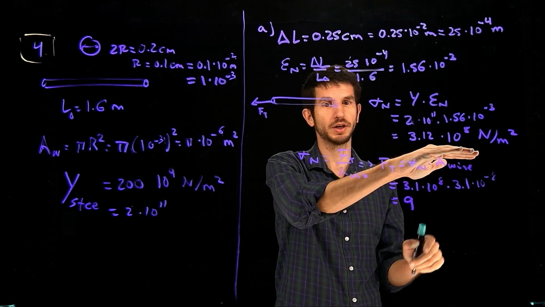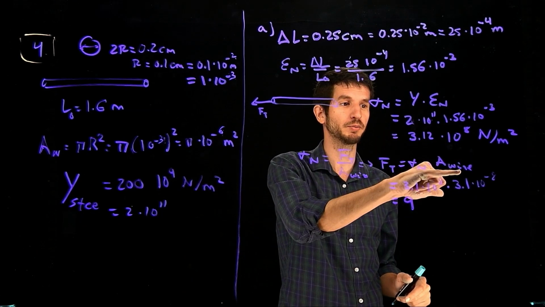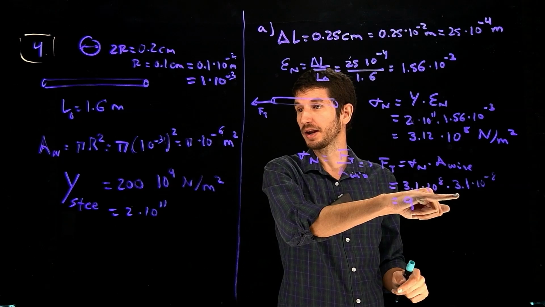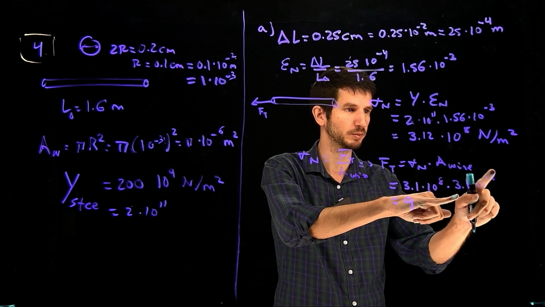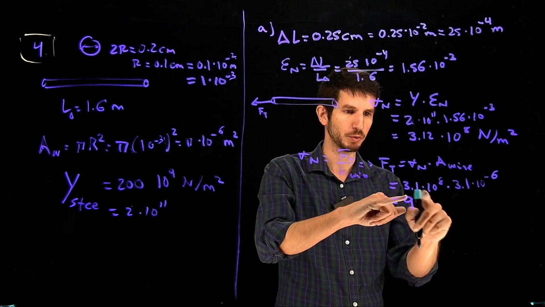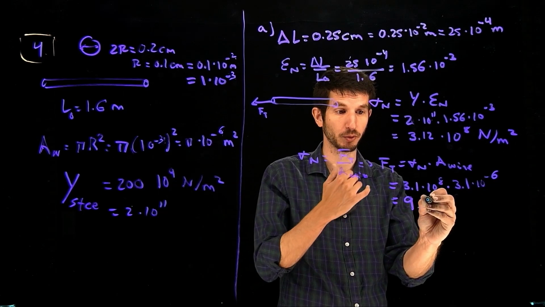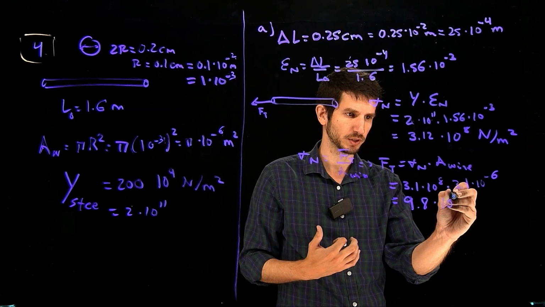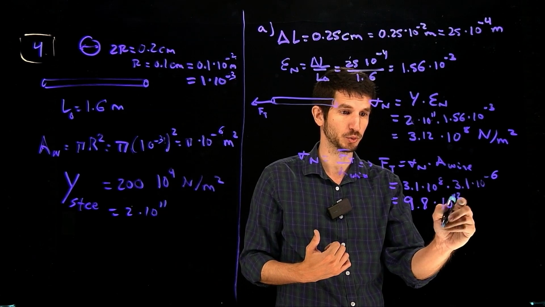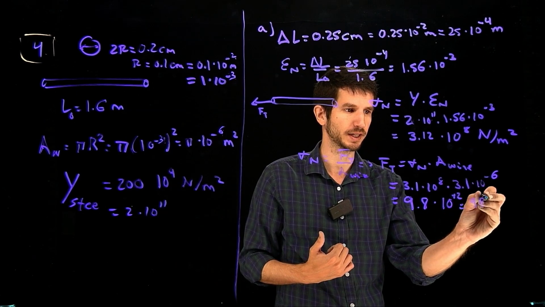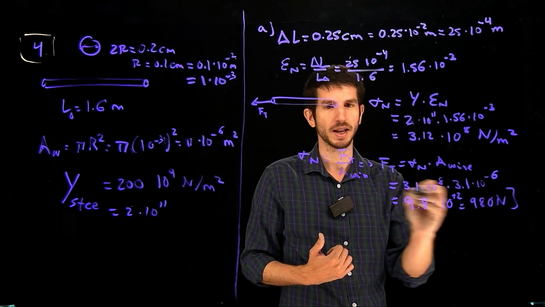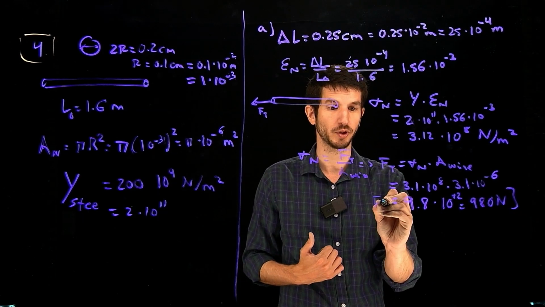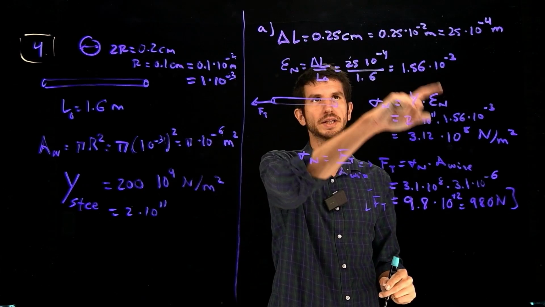And when we go to here, that's correct. But when we go here, we have to multiply times the wire area. And the wire area is going to be 3.1, we're allowed to do that, but that's going to be 10 to the minus 6. So when we multiply this times this, 3.1 times 3.1 is about 9.8. And 10 to the 8, 10 to the minus 6, so 8 minus 6, 2. So that's actually equal to 980 newtons. And that is the force that we are applying to produce that deformation.